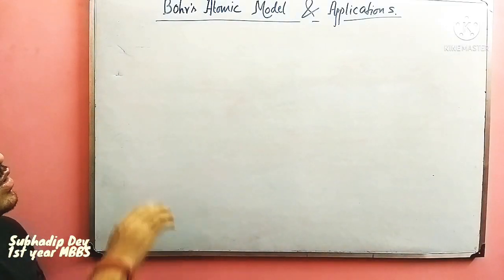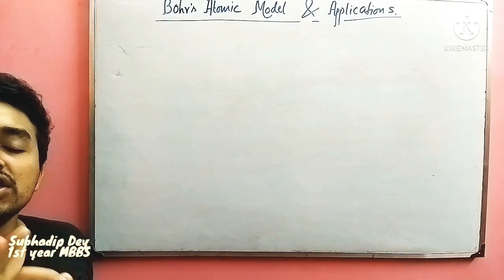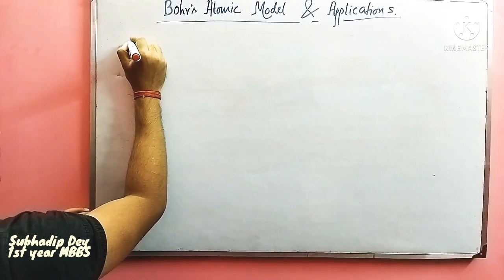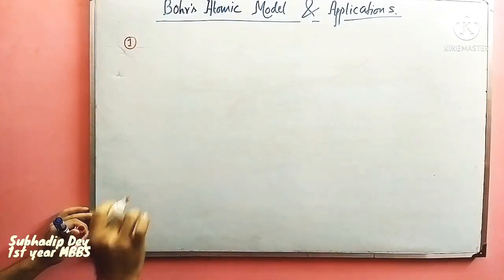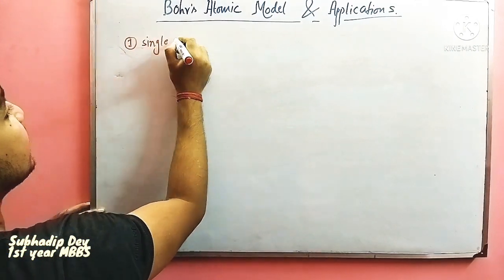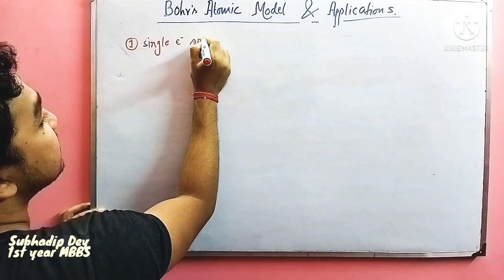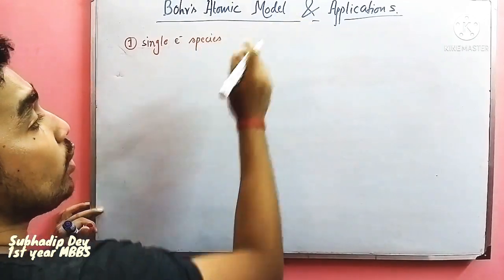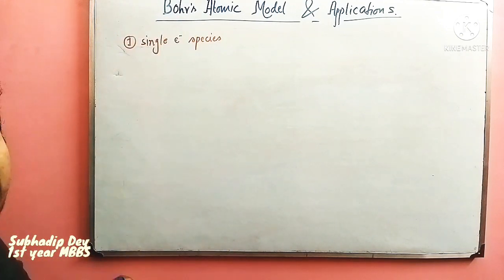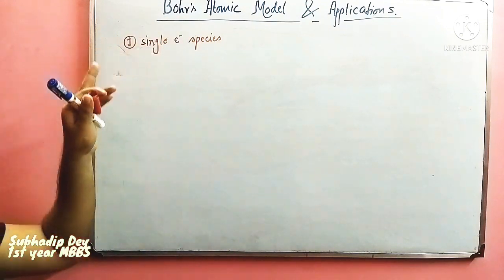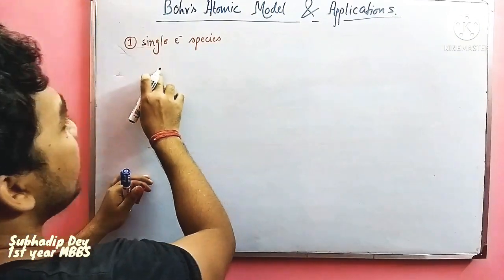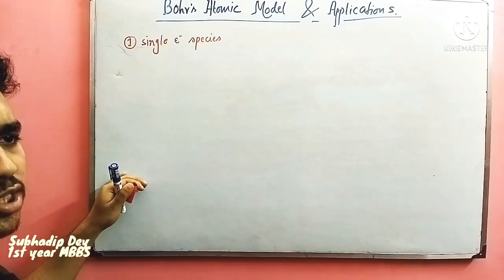Now we have come to Bohr's atomic model. First and foremost, remember that this model is only applicable for single electron species. Remember this. So what is actually a single electron species?